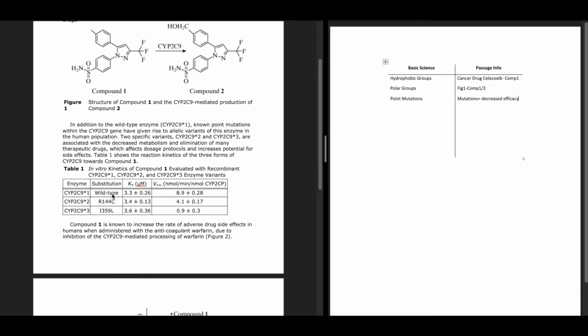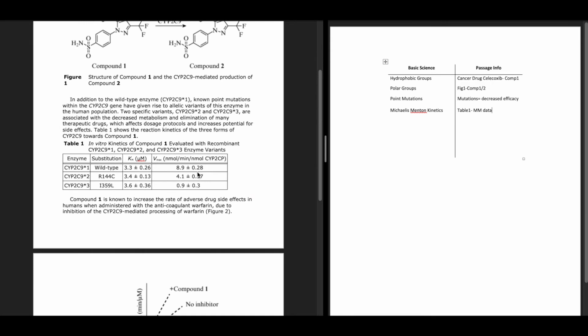So now I'm just going to skim table 1. And I see on the axes, I have the enzyme substitution, and I see Km and Vmax. Immediately, whenever I see Km and Vmax, I think Michaelis-Menten kinetics. That is a huge, high-yield topic, frequently found in MCAT questions. So I'm going to say, table 1, I have my Michaelis-Menten data, so I know to come back here if they ask about Vmax and Km.